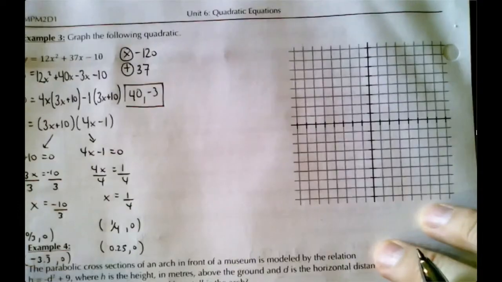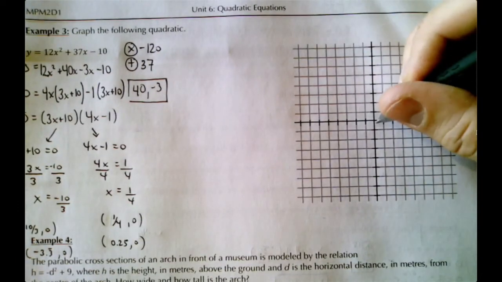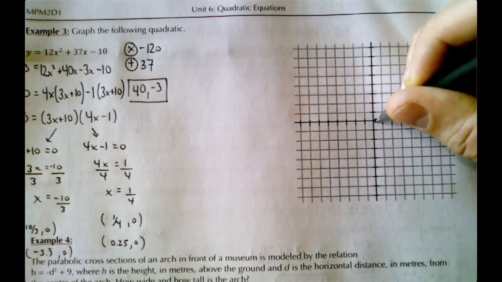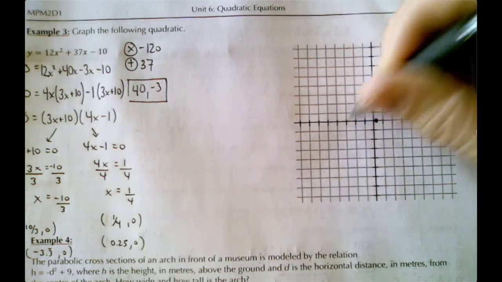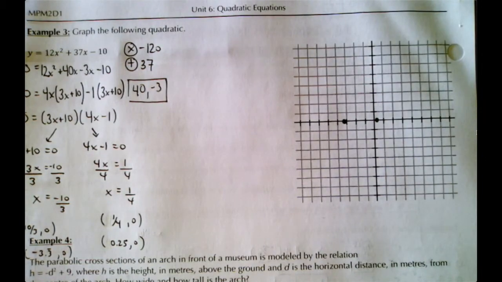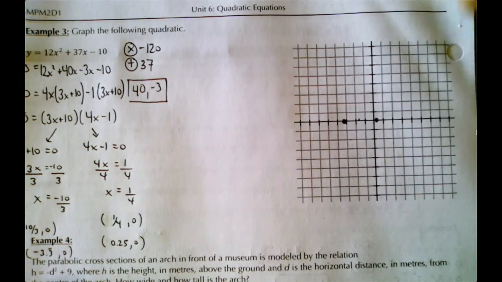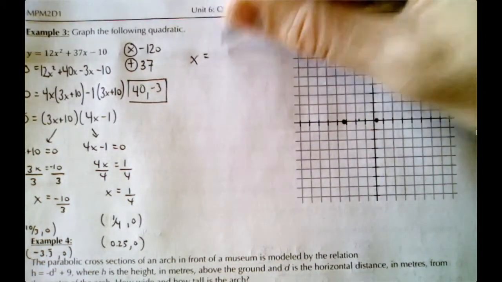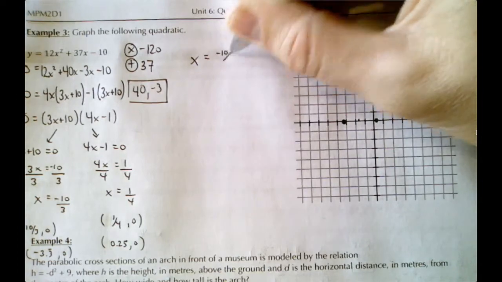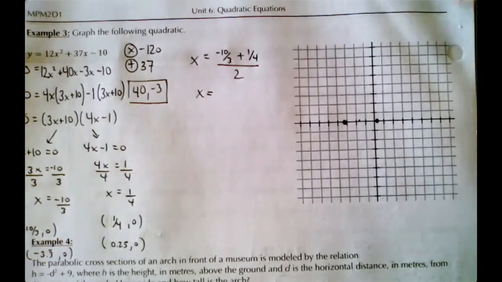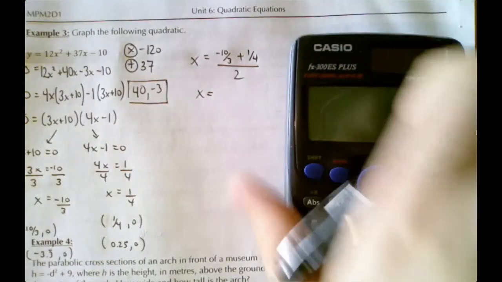So let's go on here and come up with where those would be on the graph. Well, 1/4, if we do a regular scale of ones, would be right there, and negative 3.3, 1, 2, 3.3 would be right there. Which means our axis of symmetry is somewhere around here. Where exactly? Well, we can do a little bit of math. Because if we add them, negative 10 over 3 plus 1/4 and divide by 2, we can get the middle. So I'm going to do that.